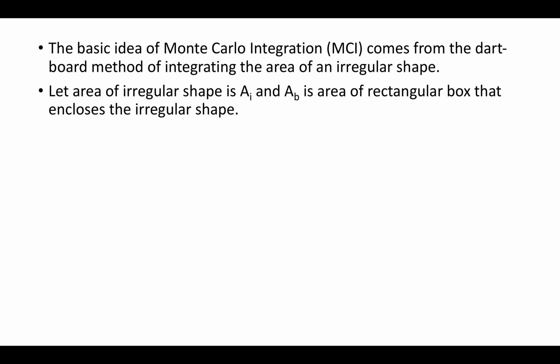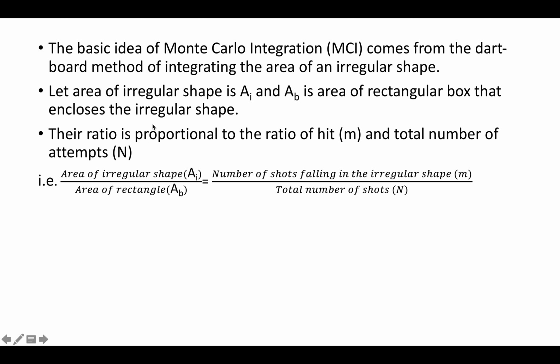Let the area of the irregular shape be AI, and AB is the area of the rectangular box that includes the irregular shape. Their ratio is proportional to the ratio of hits, meaning hits inside the irregular shape, to the total number of attempts. That is, area of irregular shape AI divided by area of rectangular box AB is equal to the number of shots falling inside the irregular shape, m, divided by the total number of shots, capital N.